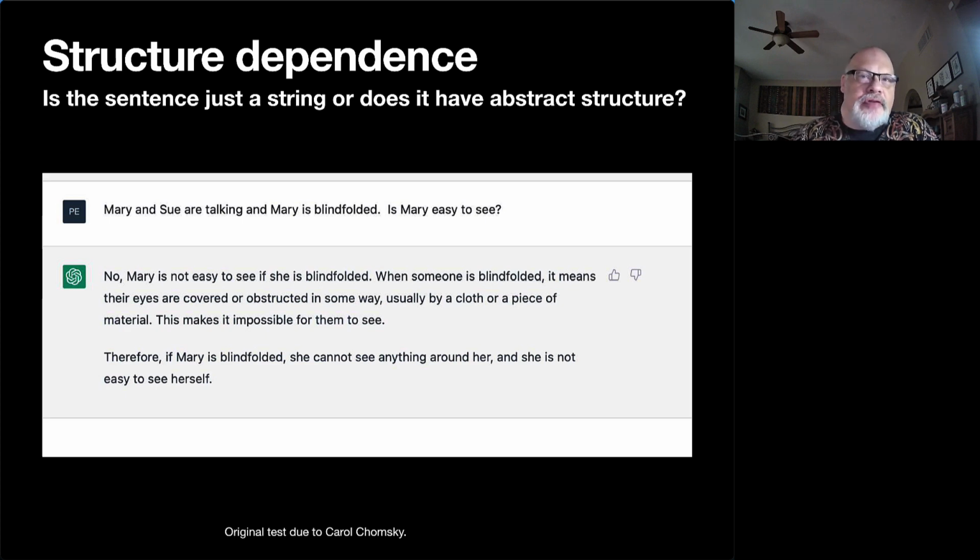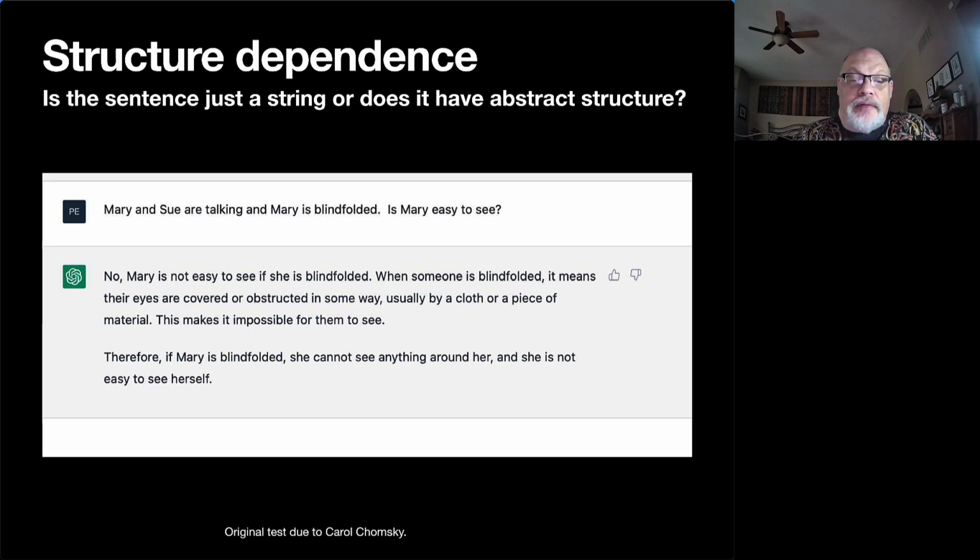And the answer to this should be, yeah, probably, because Mary's blindfold does not affect our ability to see Mary. It only affects Mary's ability to see. But we find that ChatGPT gets completely the wrong interpretation. It says, no, Mary is not easy to see if she's blindfolded.